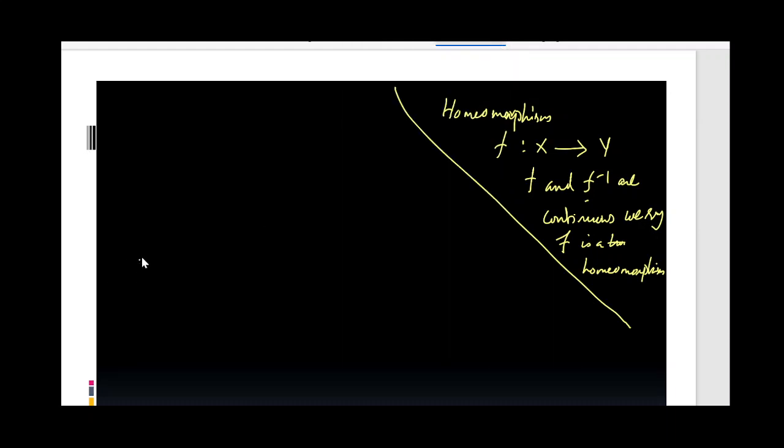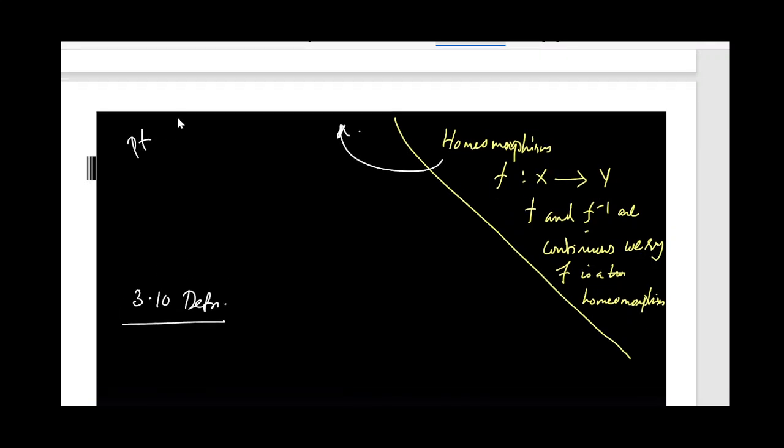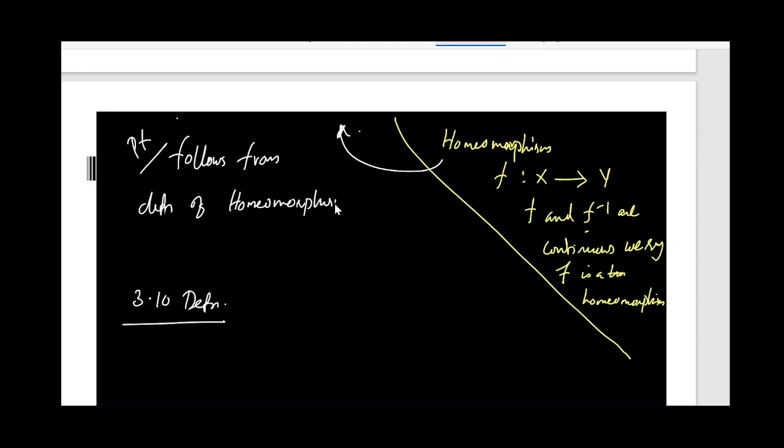Definition 3.10. So the previous one directly follows from the definition, right? Proof: it follows from the definition of homeomorphism. Okay, now pass to the next definition.